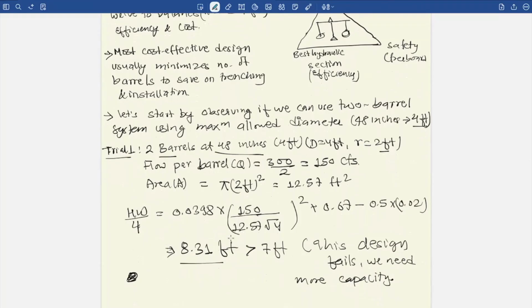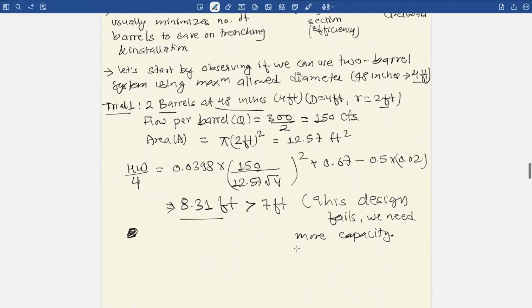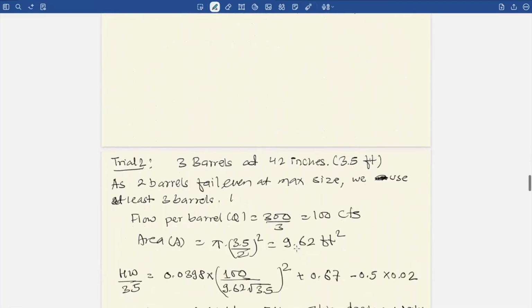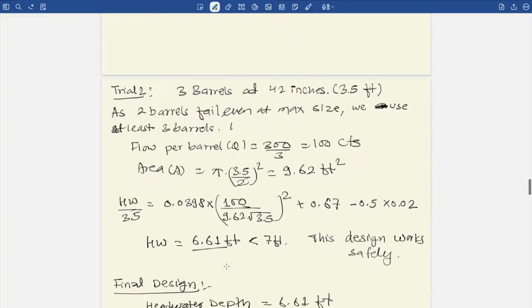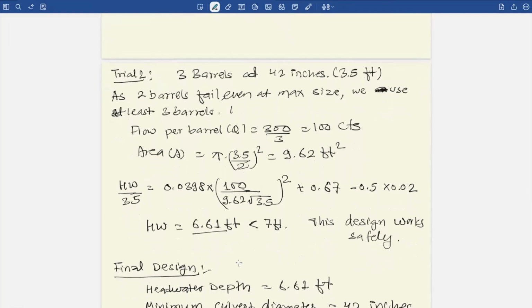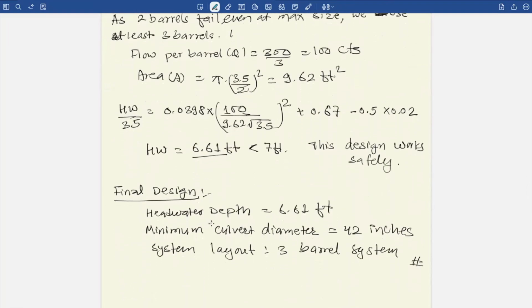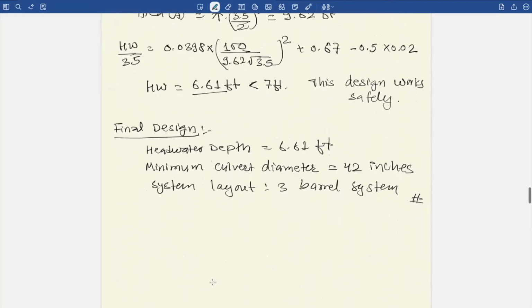So this design fails. We need more capacity. So for trial 2, let us take 3 barrels at 42 inch, and our flow per barrel will be 100 CFS, and plugging in we will get SW as 6.61 feet, which is less than 7 feet. This works, and our final design will look like headwater depth as 6.61 feet, and minimum culvert diameter will be 42 inches, and our system layout will be 3 barrel system.